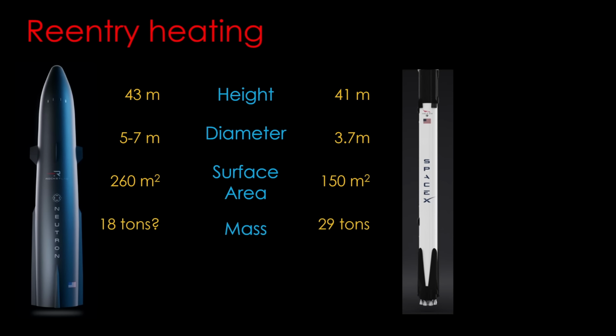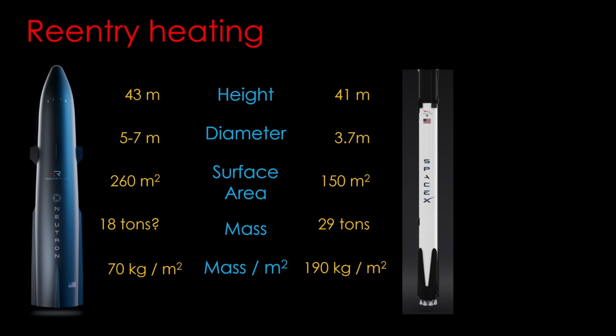The empty mass of the Falcon 9 stage is about 29 tons, and I'm going to guess that the empty Neutron is going to be about 18 tons. That means the energy to be dissipated for the Neutron booster is only about 60% of the energy that Falcon 9 needs to get rid of. If we calculate the mass per square meter of surface area, it's 70 kilograms per square meter for Neutron versus 190 kilograms per square meter for Falcon 9.